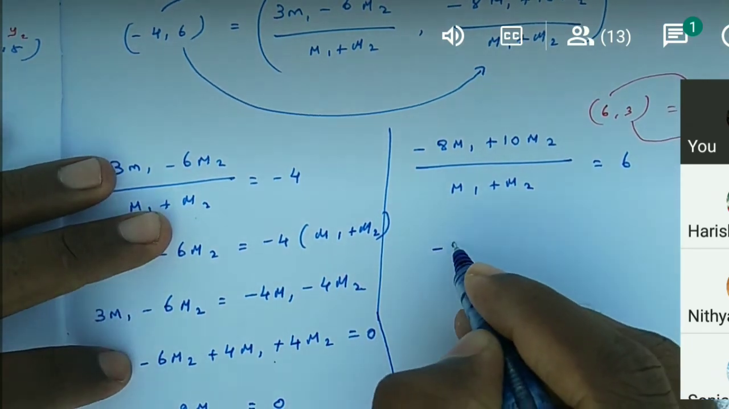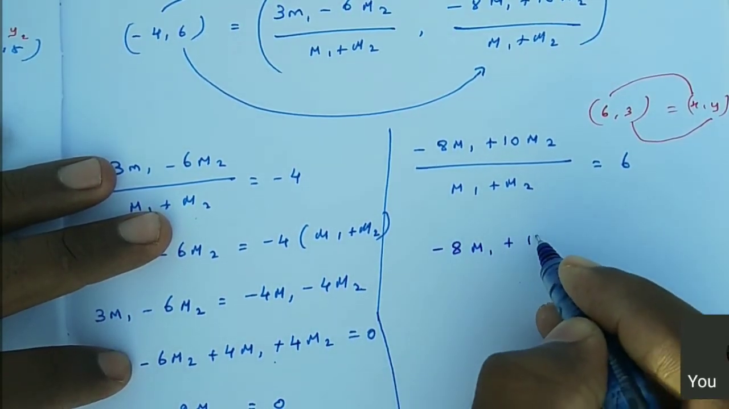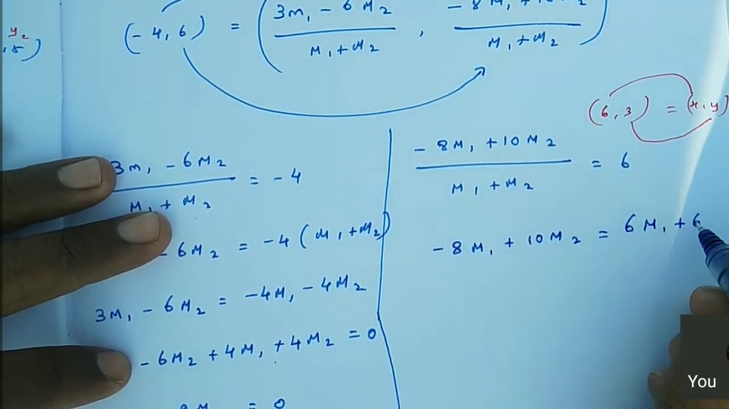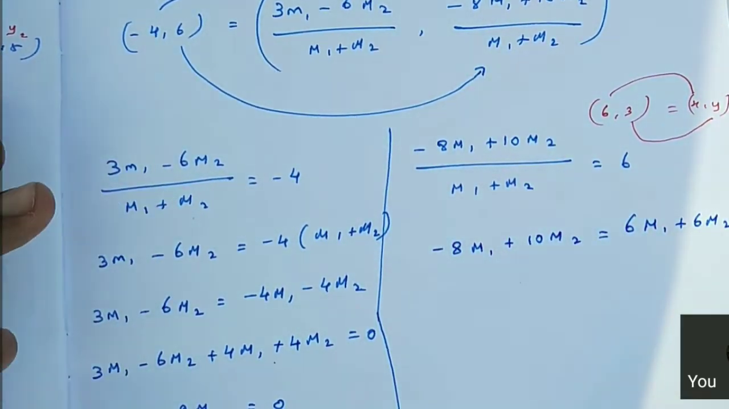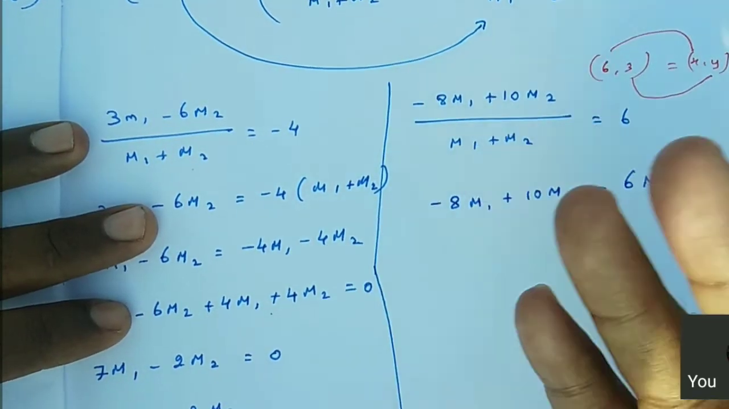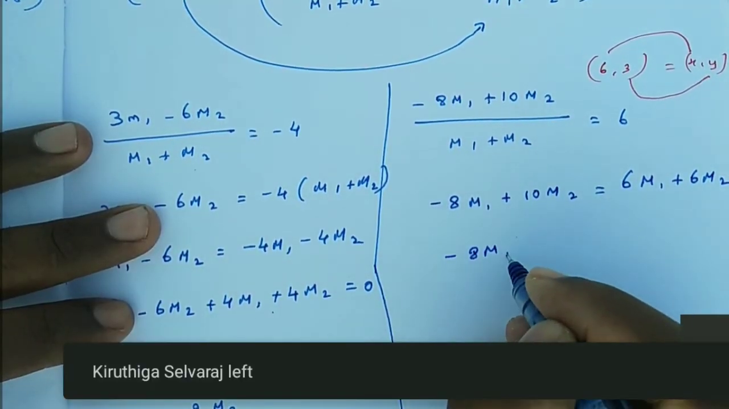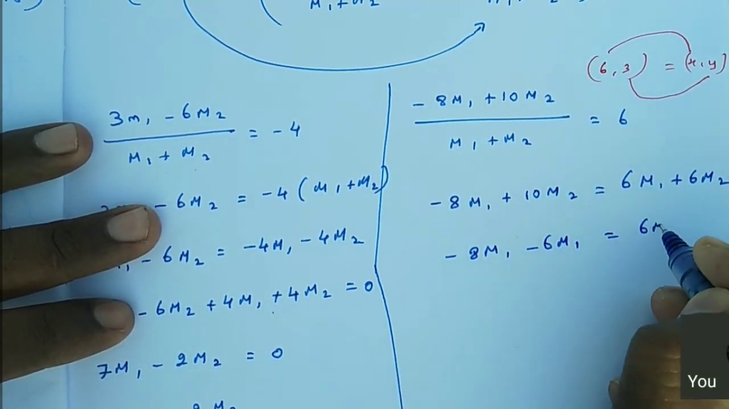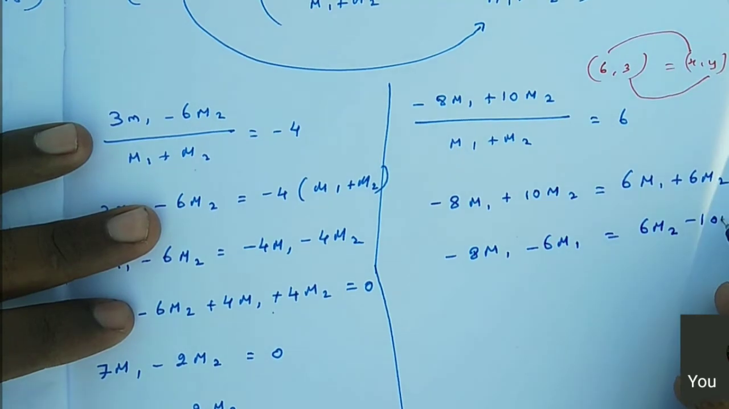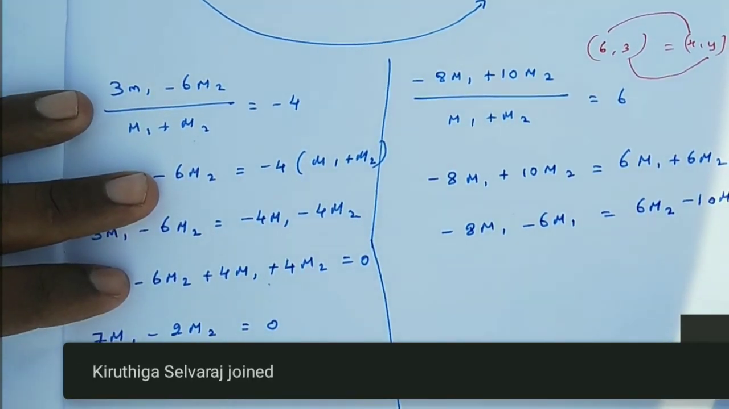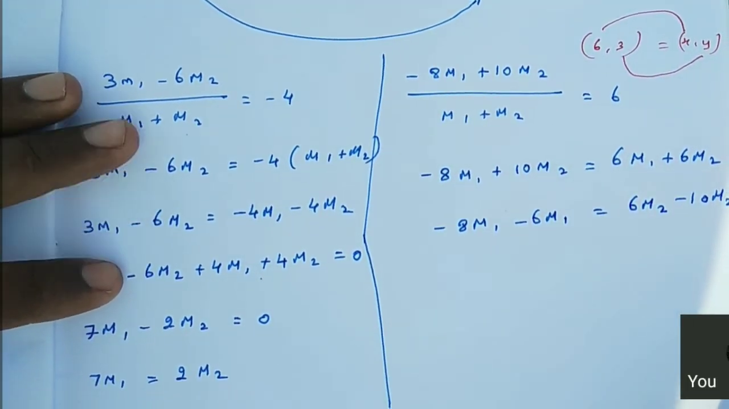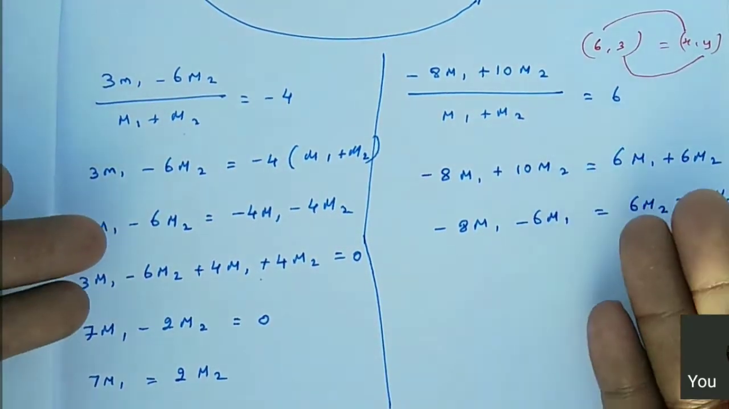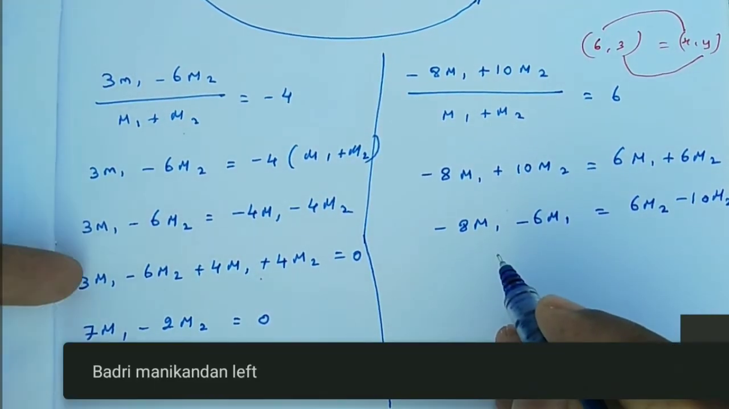Right. So 8m1 plus 10m2 is equal to, now cross multiply, 6 into m1 plus 6 into m2. Next step, it is very easy. You can segregate: m1 should be one side, m2 should be one side. So 8m1, you can bring the 6m1 this side, and 10m2 minus, equal to 6m2. Here we can directly find the answer. This is the first step, so I did it elaborately.